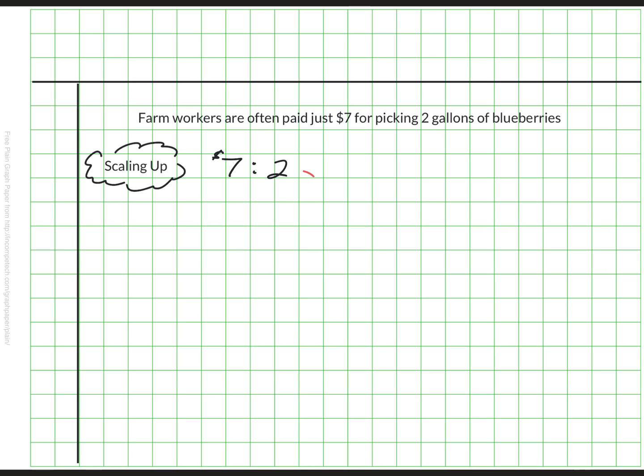If I double the amount of gallons, I could then double the price or the wages, and the ratio would be 14 to 4, right? Or I could, instead of doubling it, multiply by 10 and say, well, if they worked 10 times as long, for 20 hours, then by multiplying my 7 times 10, I'd be able to see that their wages would be $70, right? So I could scale this up.